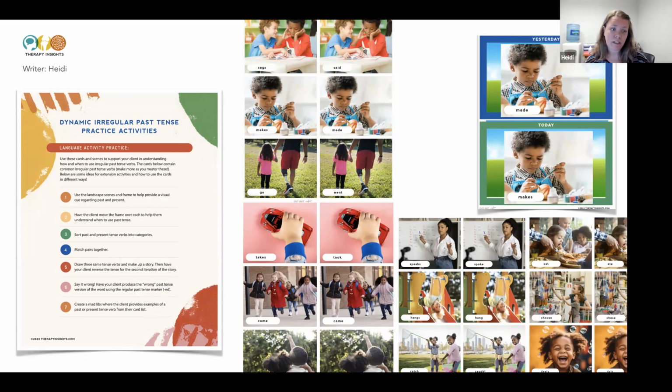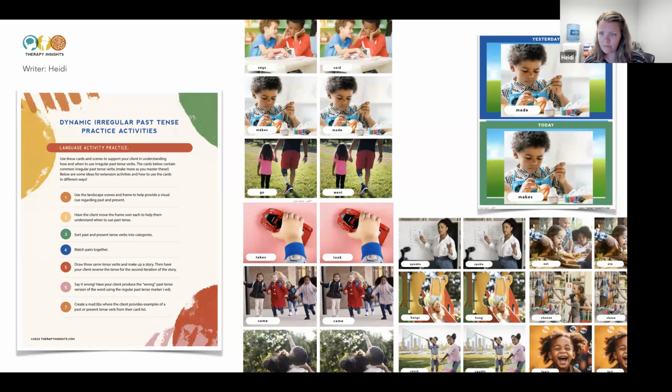Something I found works really well is saying it wrong, trying to get your client to say the wrong thing. When they're starting to master it, be like, okay, say that backwards, or say that for today, even though it happened yesterday. And then you could also make a little Mad Libs.